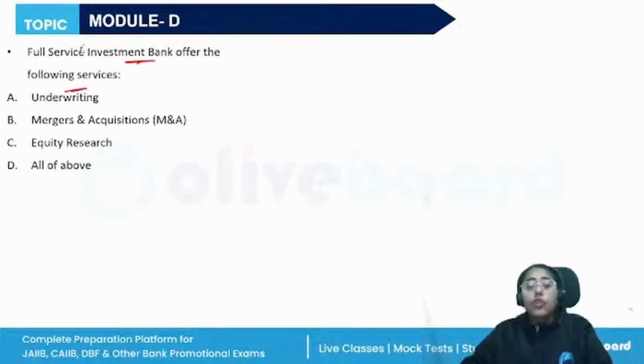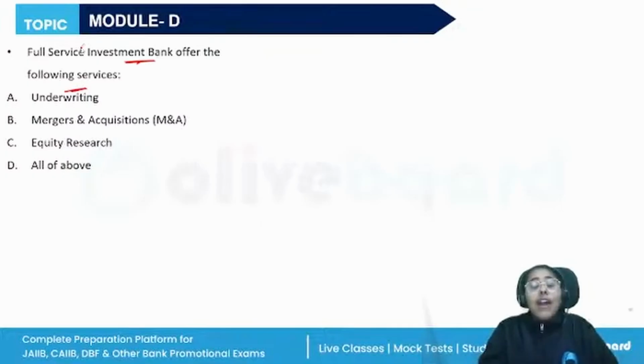So here you should know the difference between an investment manager and an investment bank. An investment manager is someone who manages surplus money for clients. Clients already have surplus money that they want to invest in securities and get some returns. An investment bank, on the other hand, has to raise funds for its clients.